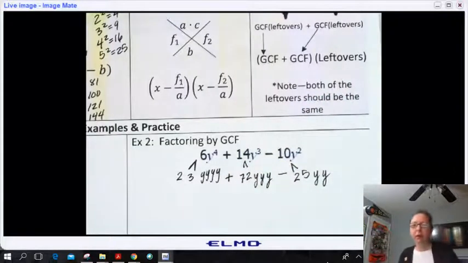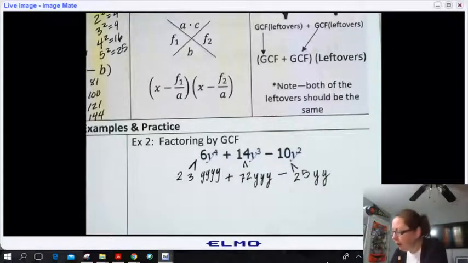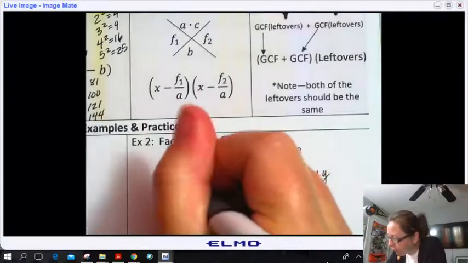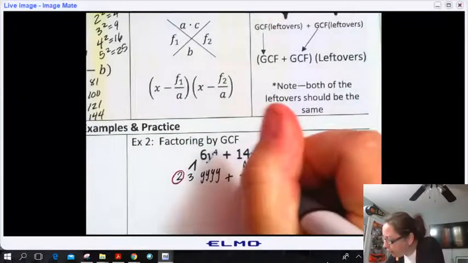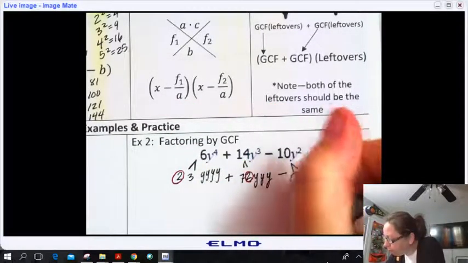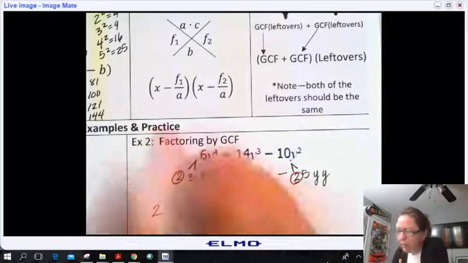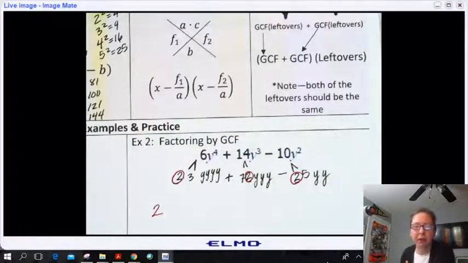So here's what I'm going to do now that everything is broken down. I'm going to go through, and I see that they each have a 2. So I'm going to put a 2 out front. I'm going to take a 2 out of each one of them.